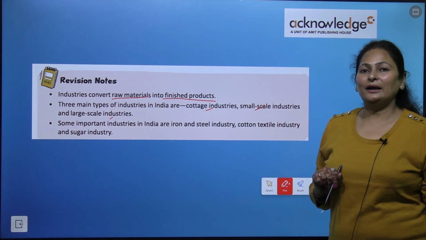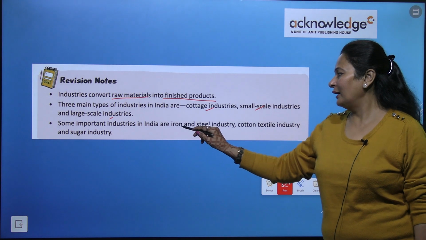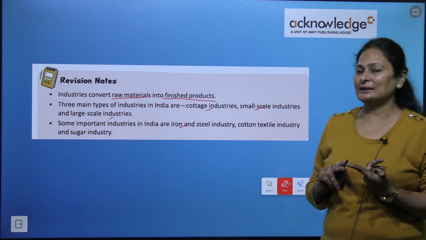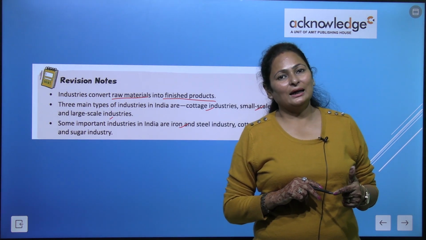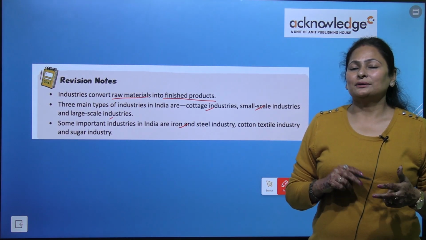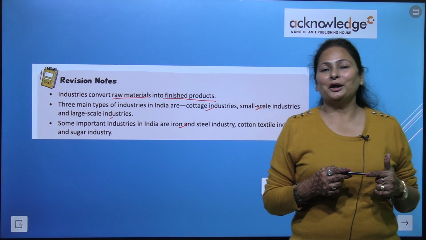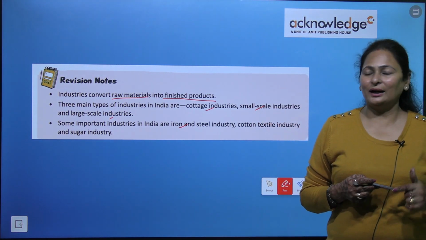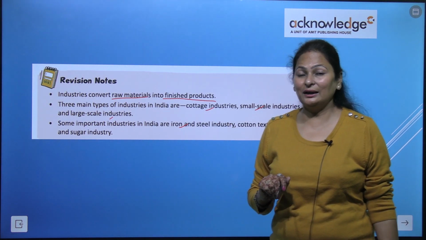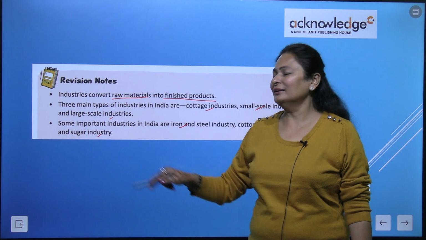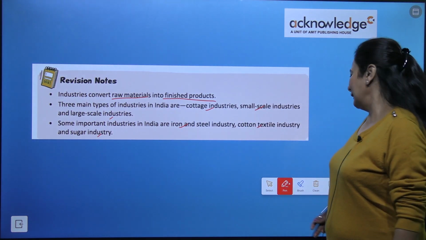Some important industries in India are the iron and steel industry, as we have studied in the last chapter. Iron is very important for the growth of a country. So, iron and steel industry, cotton textile industry and the sugar industries.